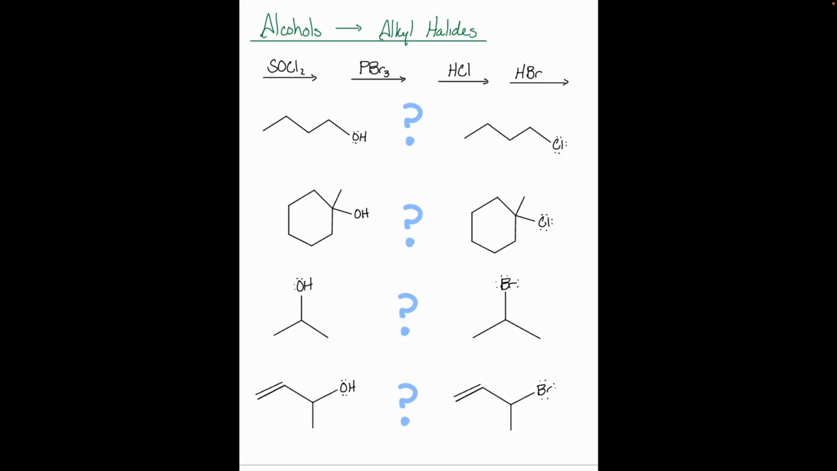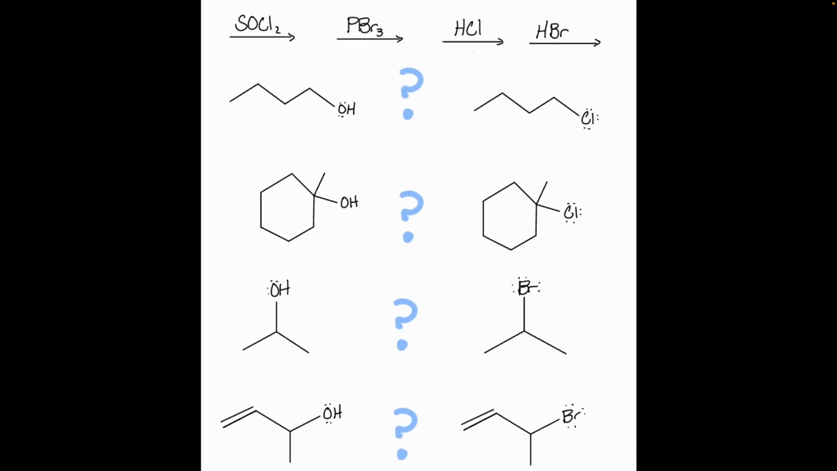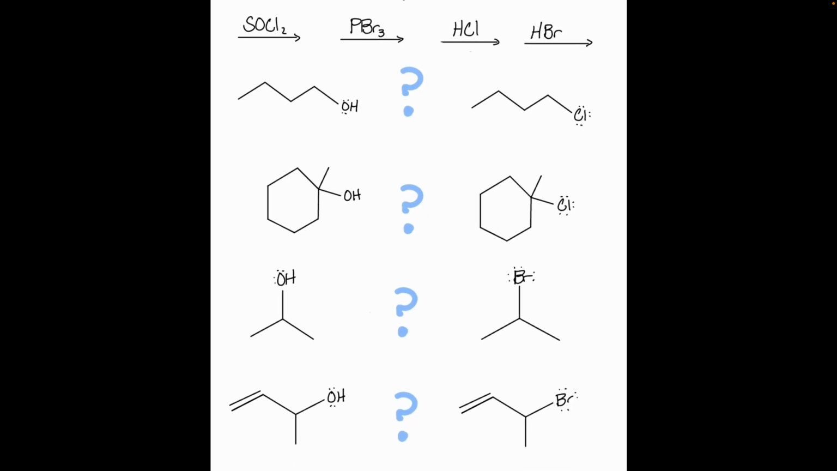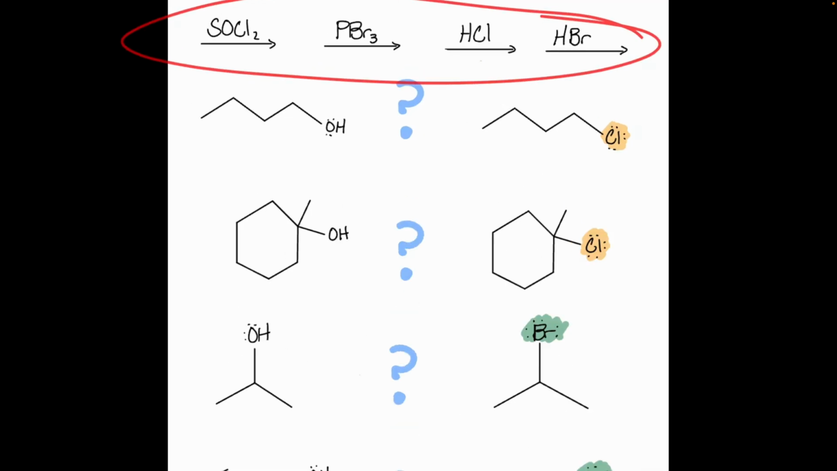All right, so let's look carefully here. We've got four different reagents here. Importantly, we have two different halogens that we've been using. We can either chlorinate or brominate these alcohols, or rather substitute that hydroxyl group for a chlorine or a bromine. All right, so in terms of our reagents here, what does what?